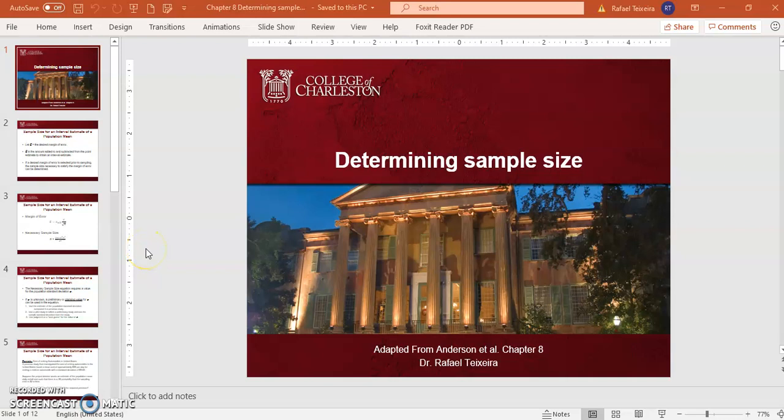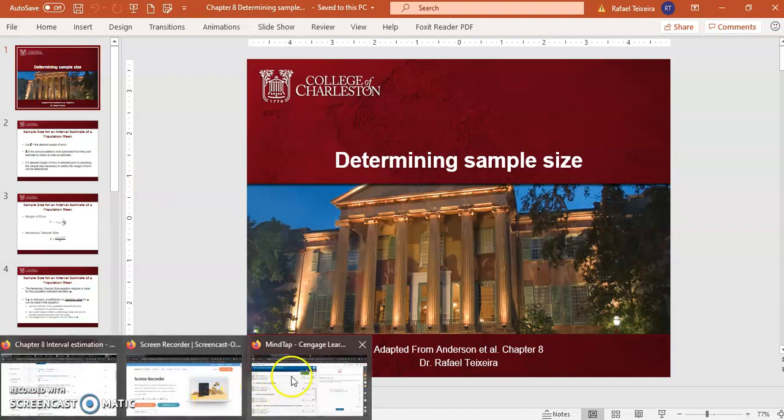Hi, this video is to talk about determining sample size for a certain margin of error that we want. Okay, so before I dive into the slides, let me show you a nice applet in MindTap.